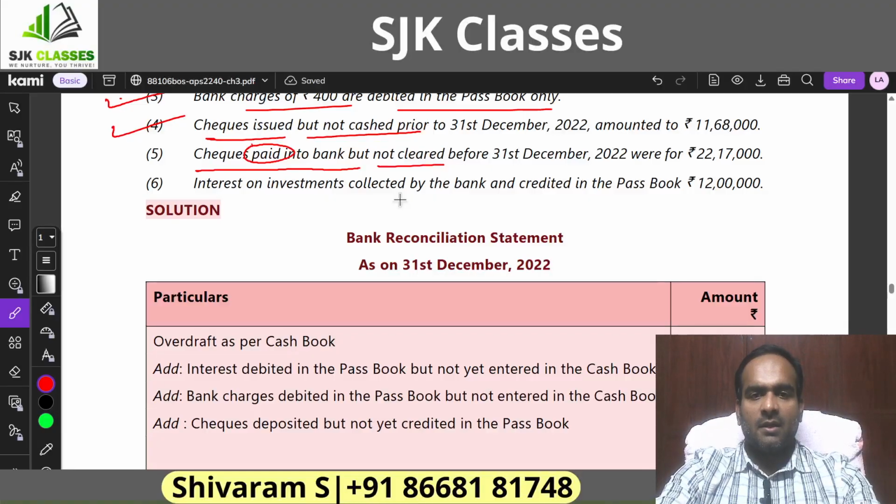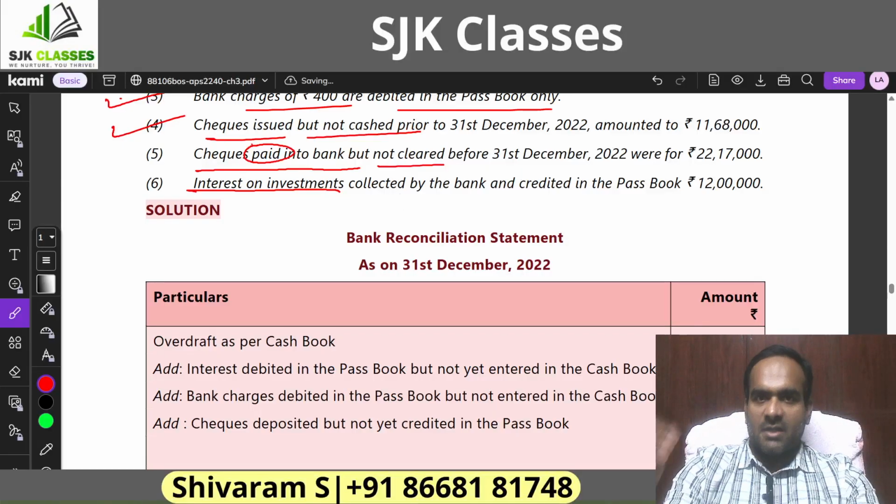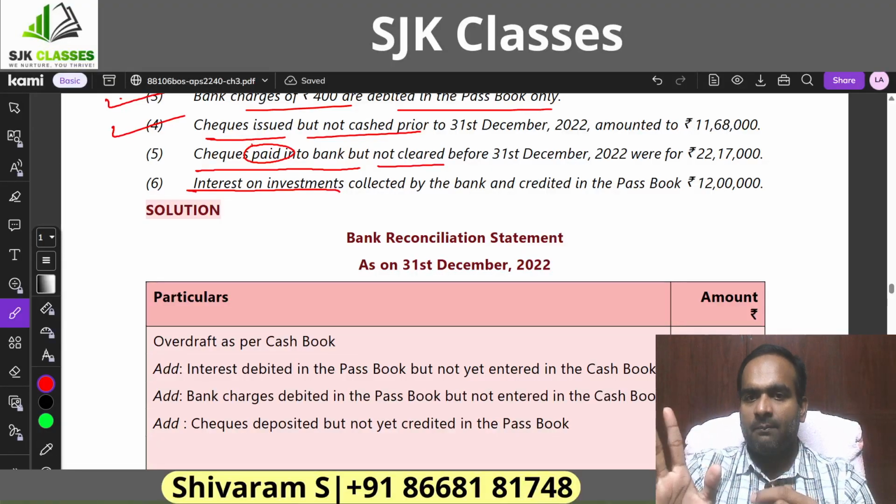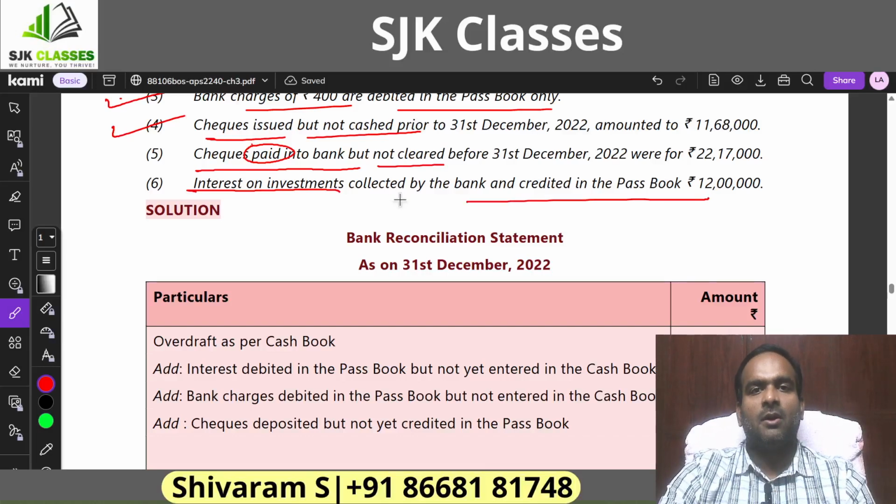Interest on investment collected by the bank. So interest on investment, when you read this word, what is the inference? It's a case of receipt. I have made some investment. For the investment, I'm getting interest. So it's a case of receipt here. Second point is, in which book is the impact there? Credited in the passbook. That means what? Impact is there in the passbook.